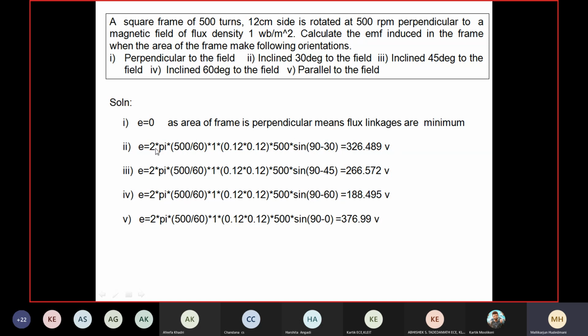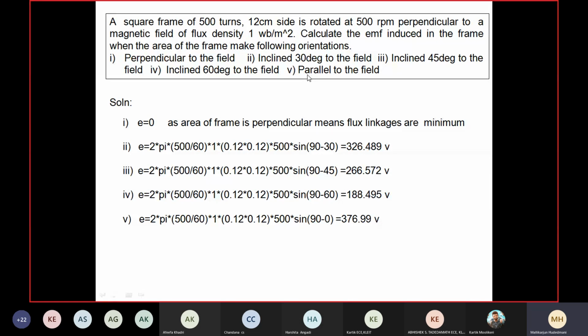So we have to use 2 pi f b a n sine of 90 minus the given angle, and get the answer. Therefore, the first case: whenever the area of the square frame is perpendicular to the lines of force, no doubt it is exactly sine of 90 minus 90. Sine 0 goes 0. That's why we can straightforwardly write that whenever the area of the square frame is perpendicular to the lines of force, induced EMF is 0.